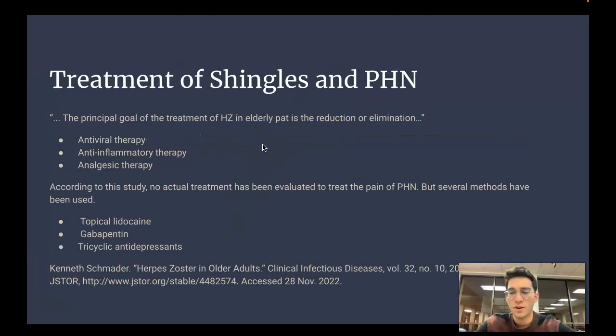Treatment for shingles is very varied. The principal goal, of course, is to reduce pain or eliminate it completely. This can be done through antiviral therapy, anti-inflammatory therapy, and all different types of treatments. But for PHN, it's a little bit more complicated. According to this study, no actual treatment has been evaluated for PHN, but several methods are still used: topical lidocaine, gabapentin, tricyclic antidepressants. But yet, no PHN treatment has actually been found.